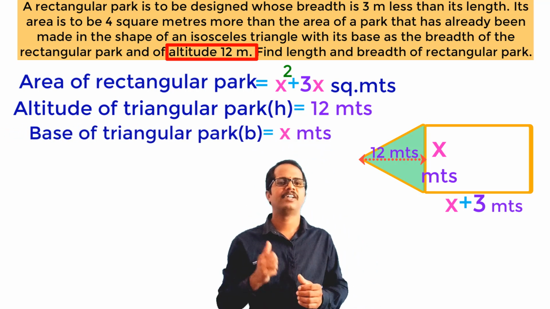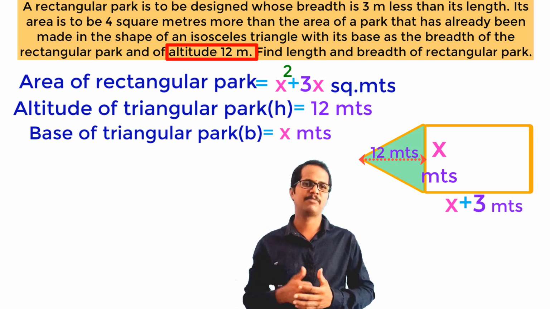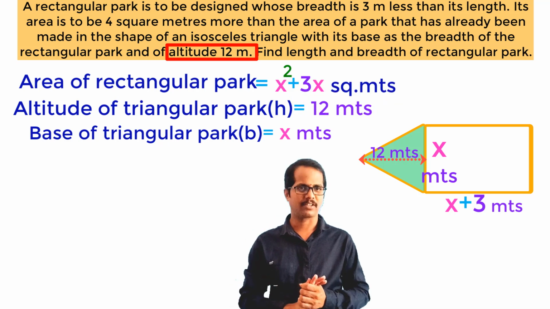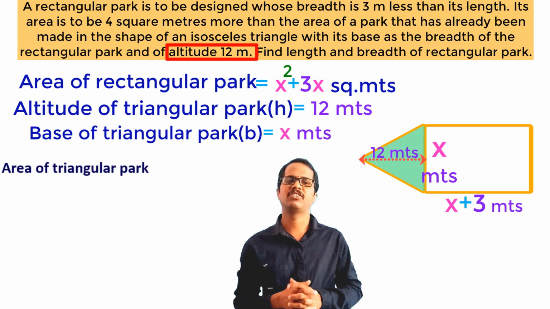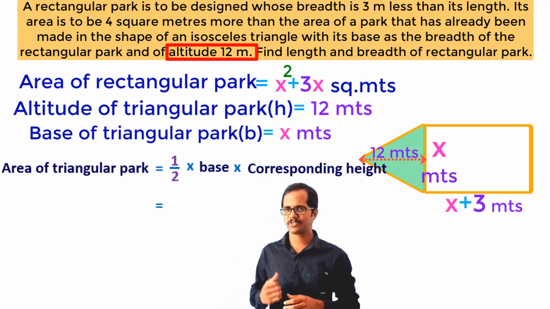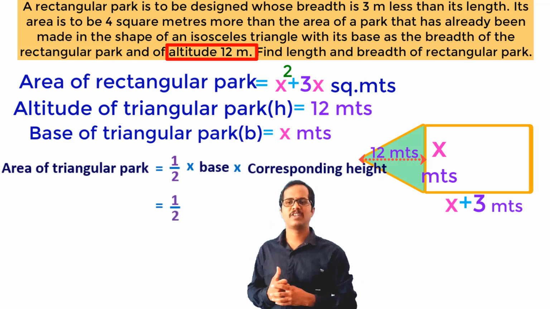So now we have the base and the corresponding height of the triangular park, so that we can find the area of this triangular park. What is the formula for finding the area of the triangle? It is half into base into corresponding height. So 1 by 2 into base, here x meters, 1 by 2 into x into height, which is 12 meters.